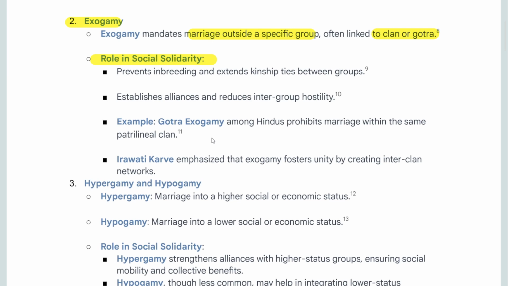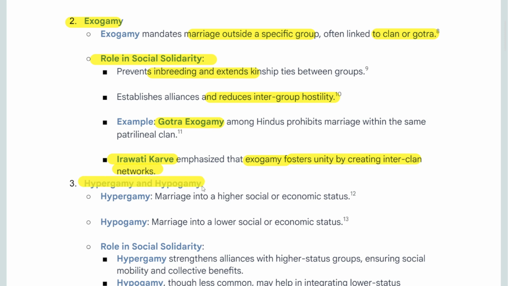But it's all about building bridges, forging connections that go beyond your immediate circle. Exogamy, well, first it prevents inbreeding, which is biologically important, but socially, it extends kinship ties. It connects you to other groups. Alliances. Exactly. You create alliances. You reduce potential hostility between different clans or villages. Right. Irawati Karve looked at gotra exogamy among Hindus. You can't marry within your father's clan line, right? Right. She argued this actively creates unity by building these wider networks between the clans. It expands your social safety net, in a way. Building bridges, not walls. Got it.